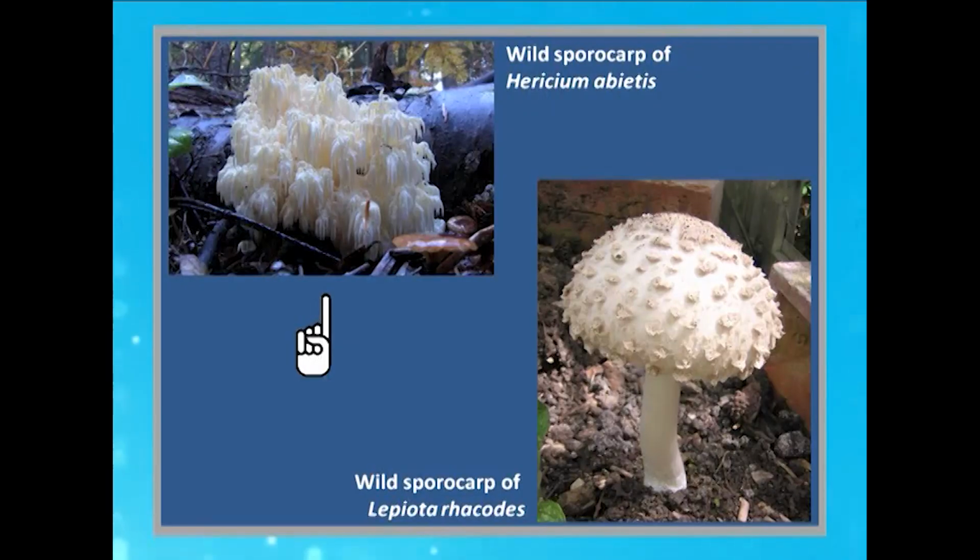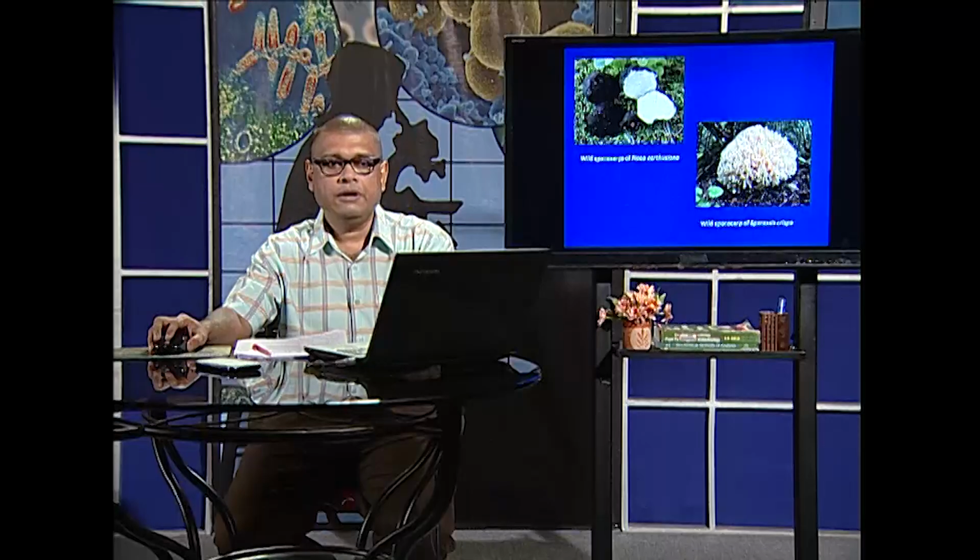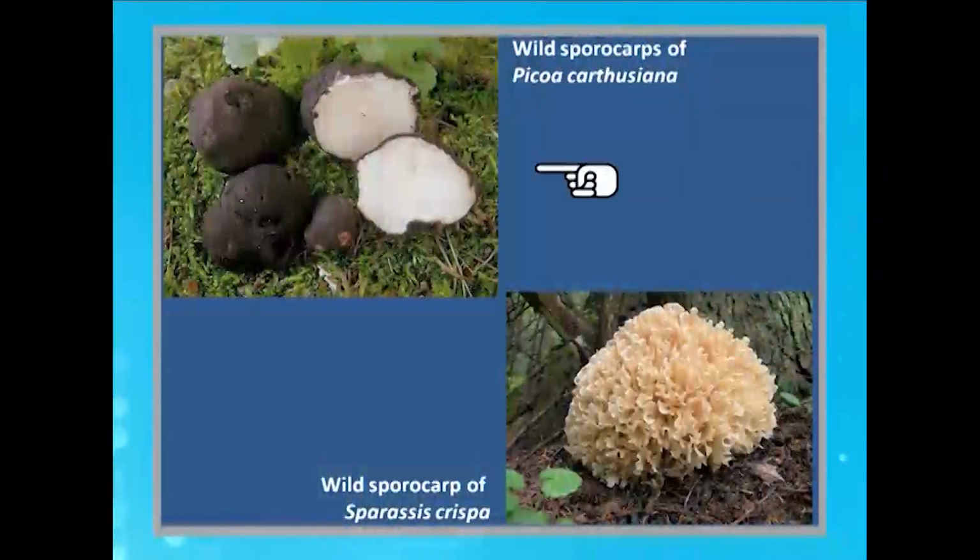Hericium is commonly called the coral tooth because of its dentate appearance. Then we come to Lepiota rhacodis. Lepiota has a big trunk-like stipe which is white and a typical umbrella-shaped pileus with multiple scales on top of it, which are basically the fragments of the volva. We also have this black Picoa, or Picoa carthusiana, which has a potato-like structure, grows underground, and has a high amount of carbohydrate.